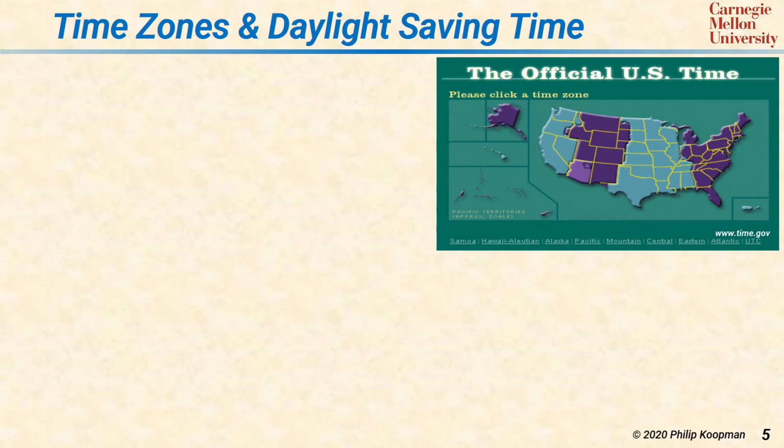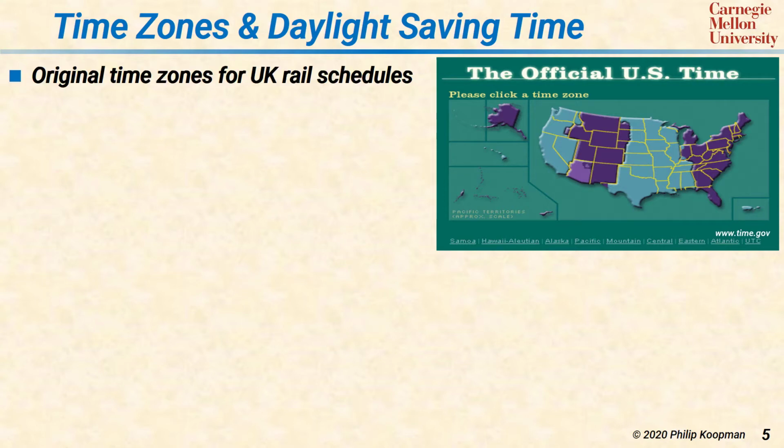Time zones were originally created in the UK for rail schedules. They had a problem that each train station on an east-west line had a different local time because the sun rises and sets at a slightly different time as you go east or west. And they had trouble coordinating train schedules because they had to deal not only with the travel time, but with the fact that every station actually had a different time on its clocks. And so the original time zones were to synchronize clocks across groups of stations.